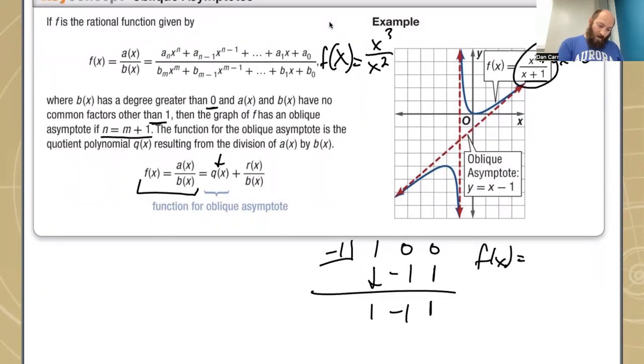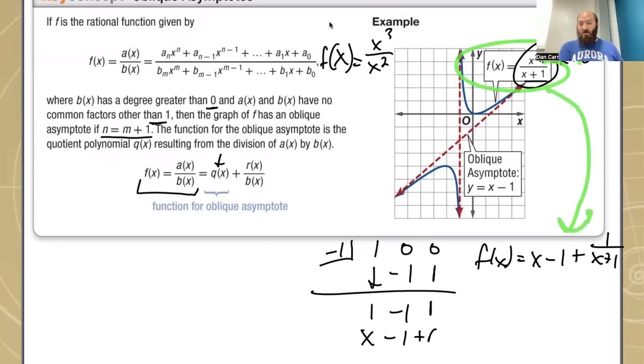So if I divide this function out, it's going to look like this. f of x is going to be x minus 1 plus the remainder of 1 divided by x plus 1. So really what's happening is this original f of x function is the equivalent of this after I divide it out. This section right here, x minus 1, is my oblique asymptote. This remainder part is what's left, but the bottom line is the quotient is what creates that oblique asymptote.